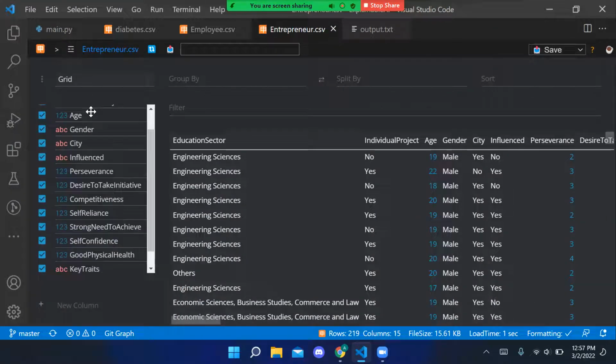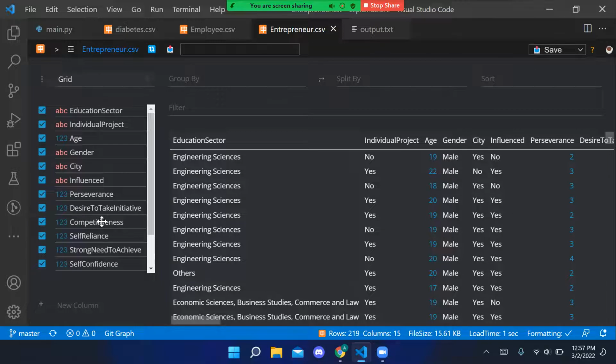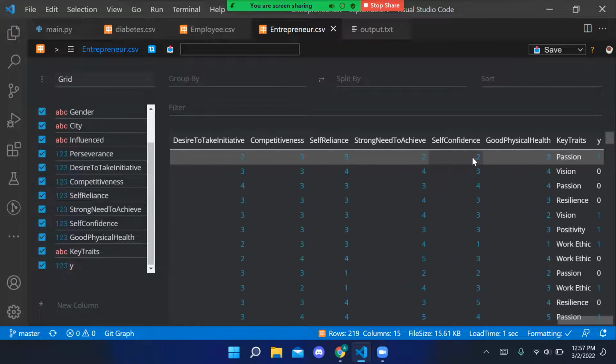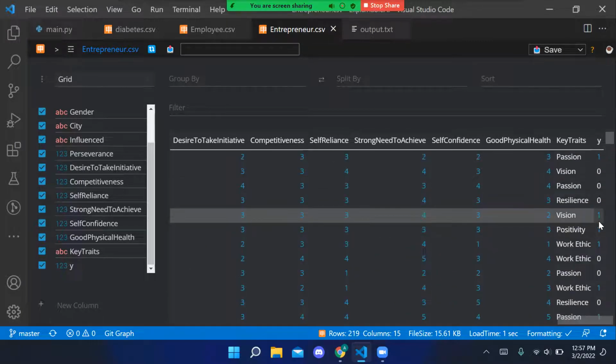So here, these are the following values or traits for the entrepreneurship data set. You see that their education sector, whether they have individual projects, their age, gender, city, et cetera, come into play. And then at the end of it, you see whether they're an entrepreneur or not.